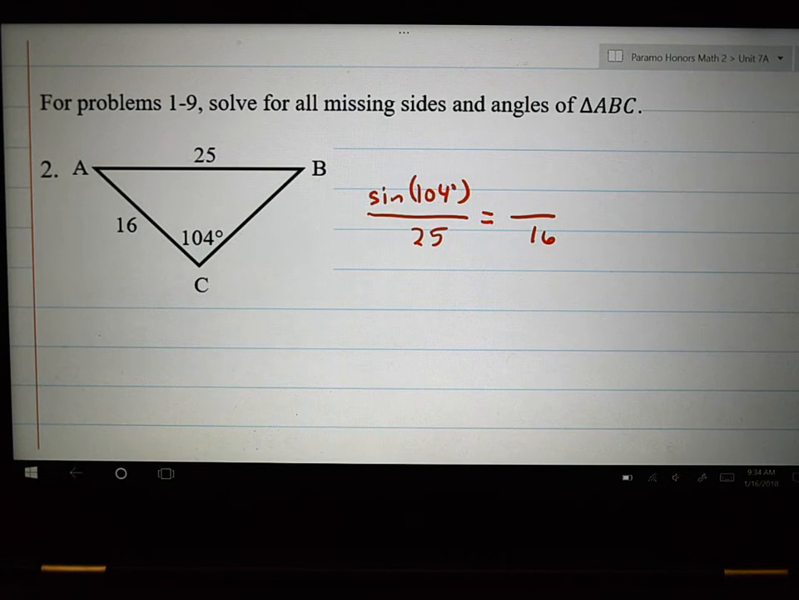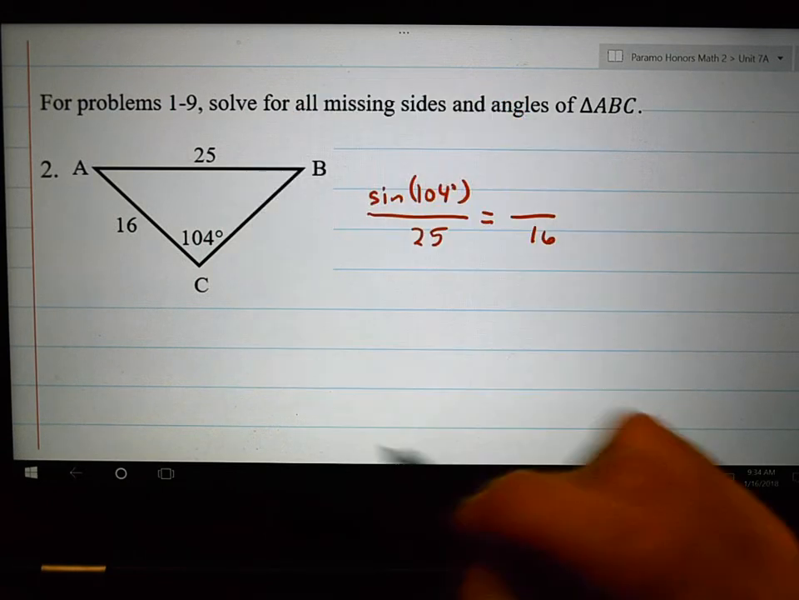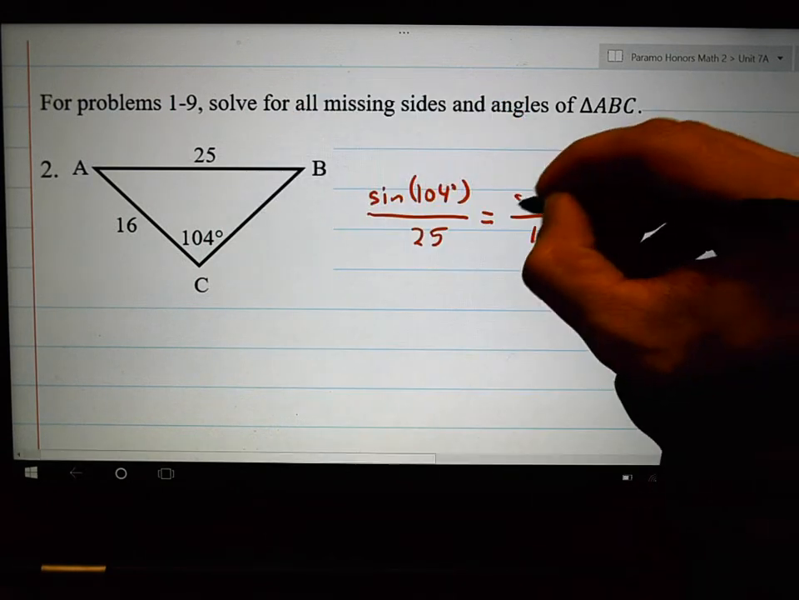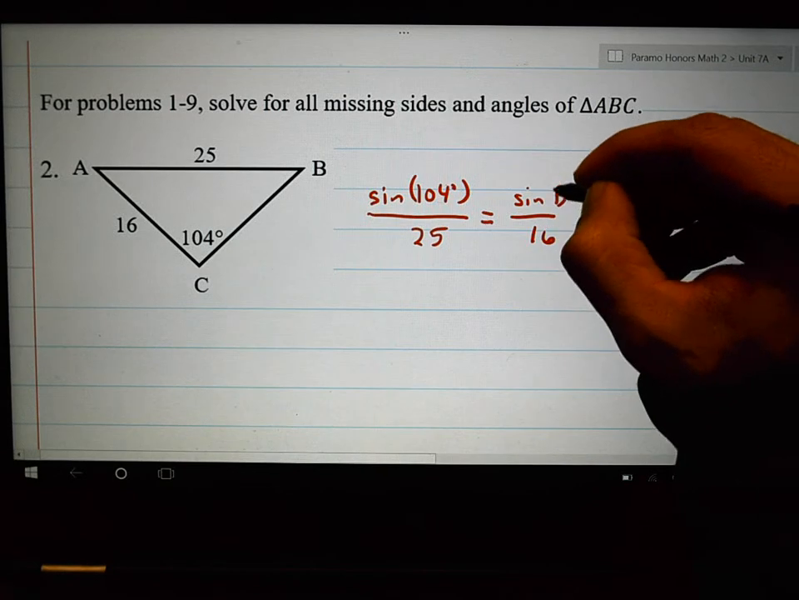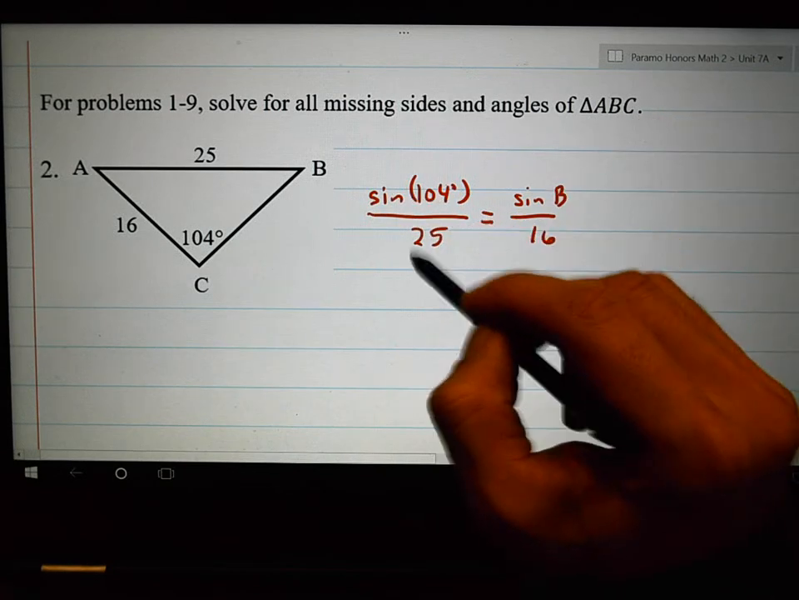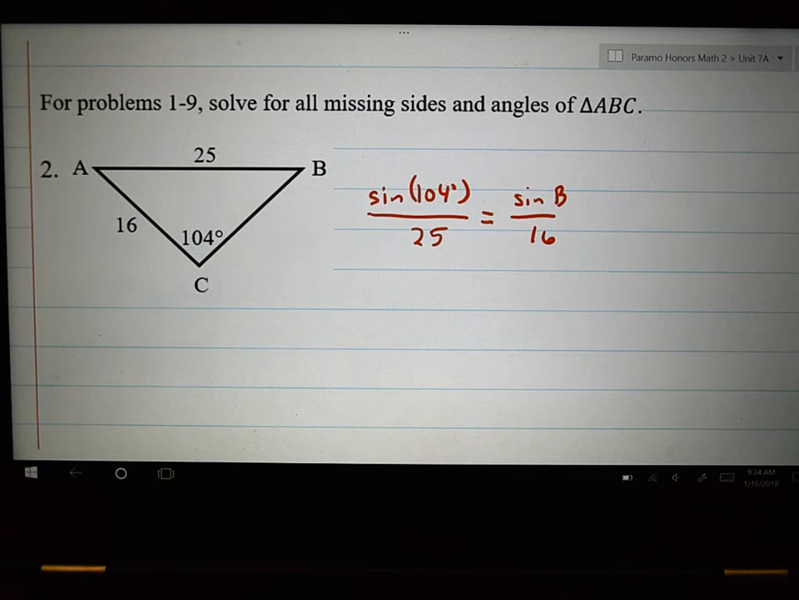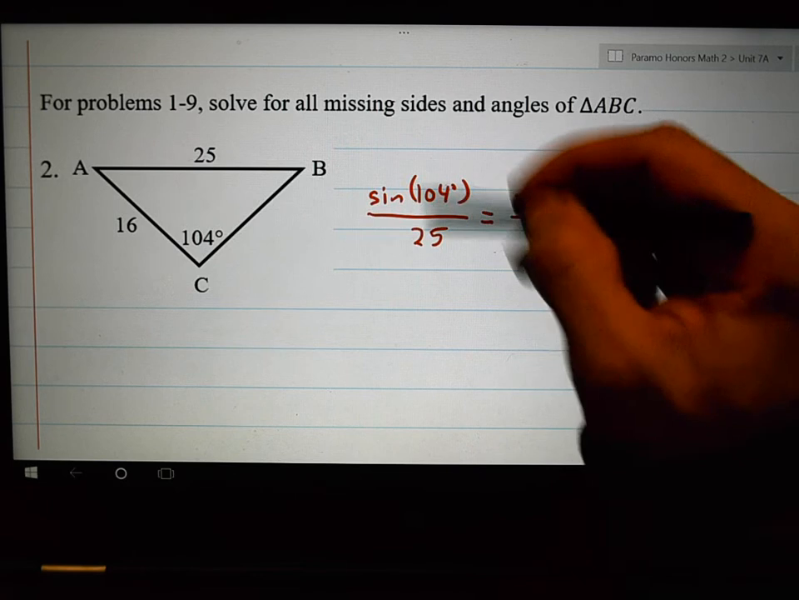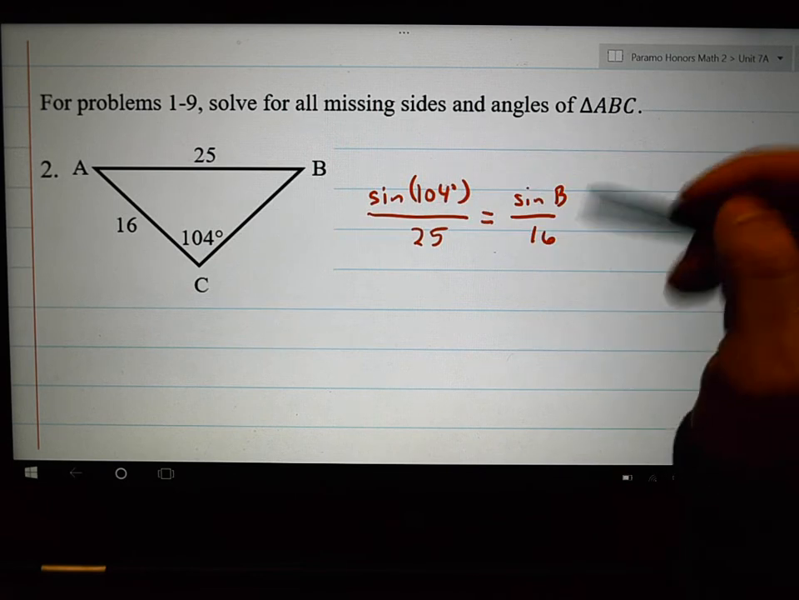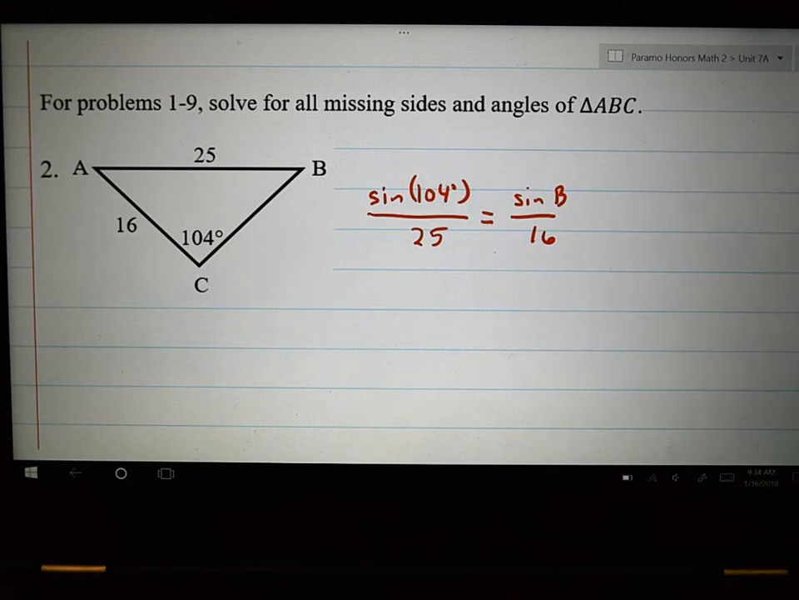Does that mean that we know what big B is, that angle? No, but it can be our unknown. We have three things that we know: 1, 2, 3. One value that we don't know. So we are setting up our first proportion using this ratio and this ratio, but we don't know it.